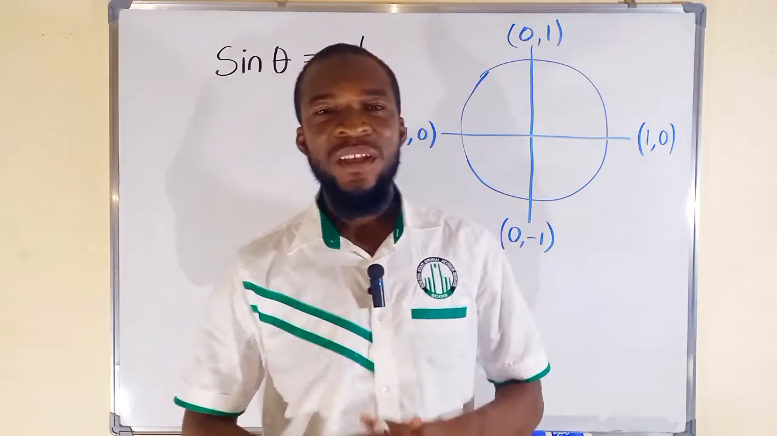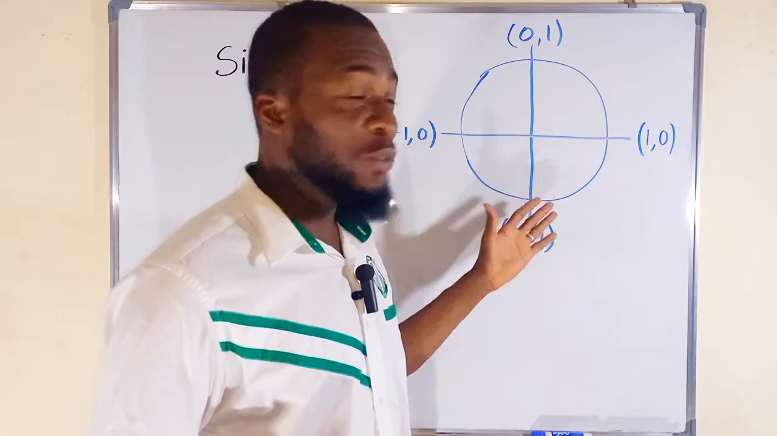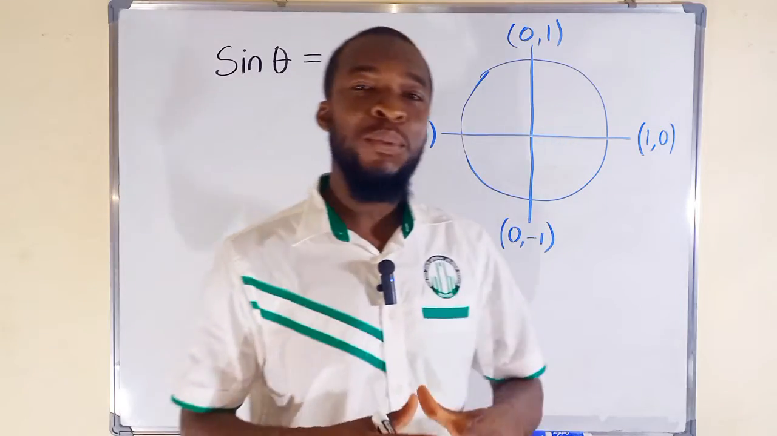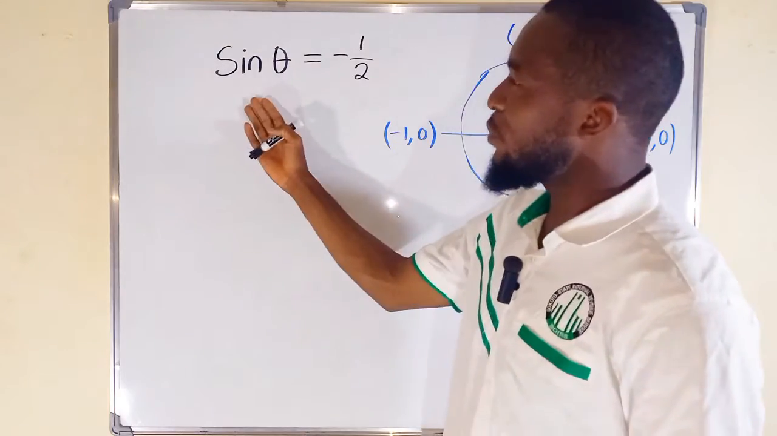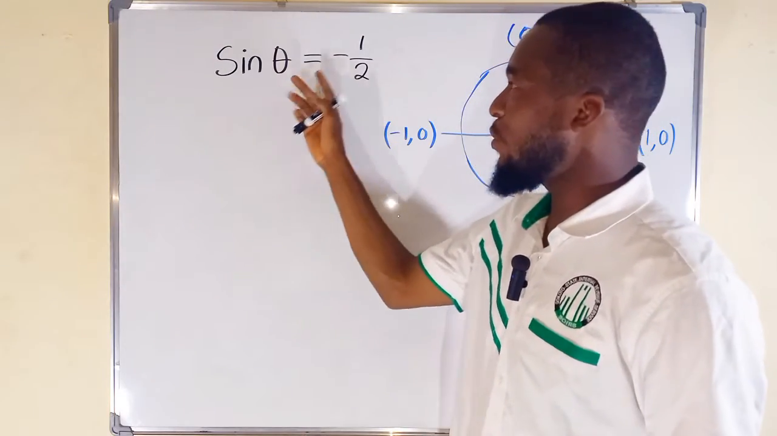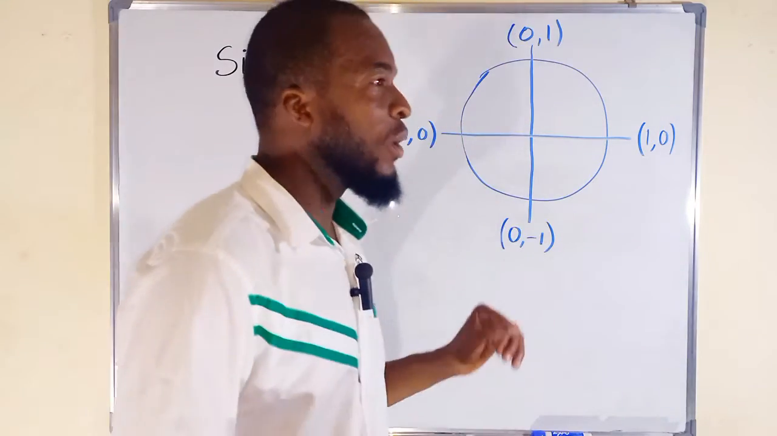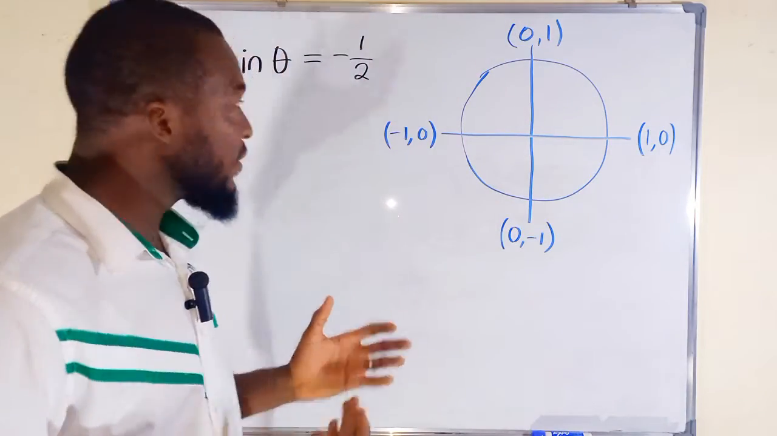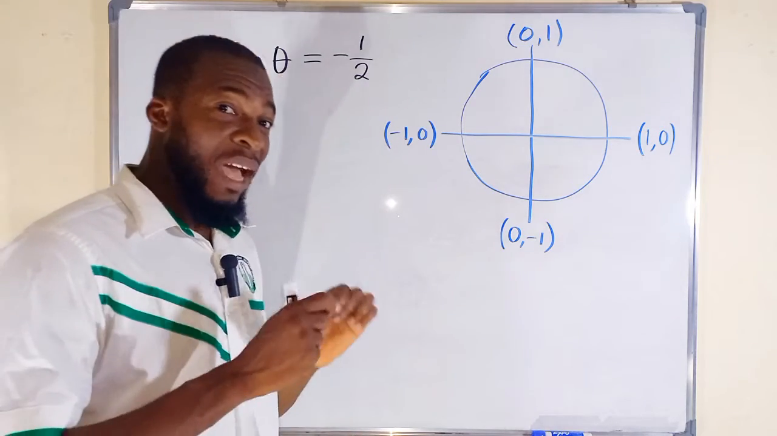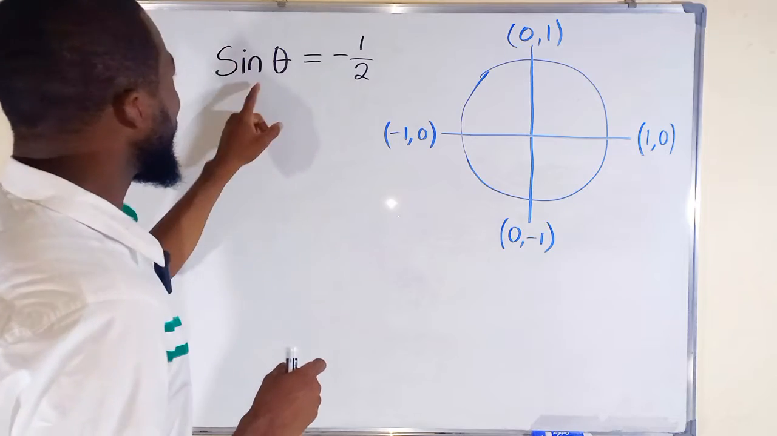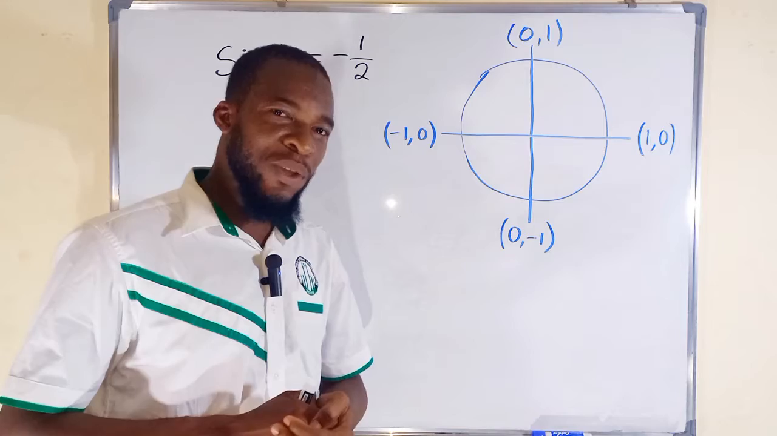Hello, good day viewers. In this tutorial I am going to show you why the use of the unit circle as well as the reference angle is very important in solving trigonometric equations. Today we have a very simple equation, which is sine of theta equal to -1 divided by 2, and we would like to use the unit circle to find all the possible angles that will satisfy this equation, where this theta represents an angle. So the question is, sine of what angle is equivalent to -1 divided by 2?